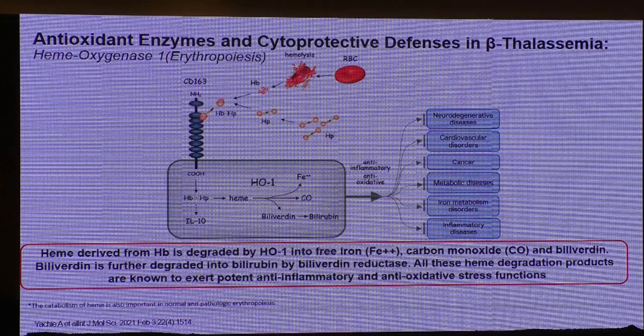And these products of this reaction are good because they are anti-inflammatory and antioxidative. So heme oxygenase 1 is doing its job here to turn something that is pro-oxidant into compounds that are eventually antioxidant.